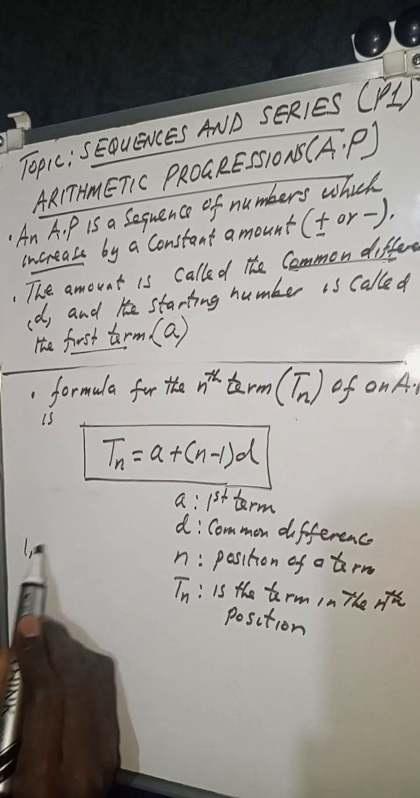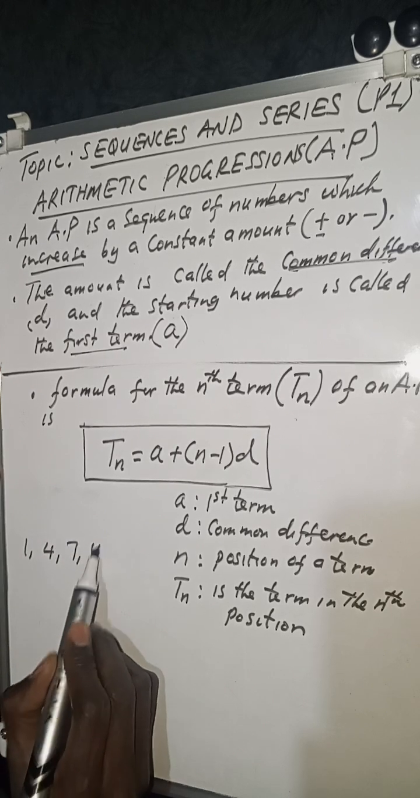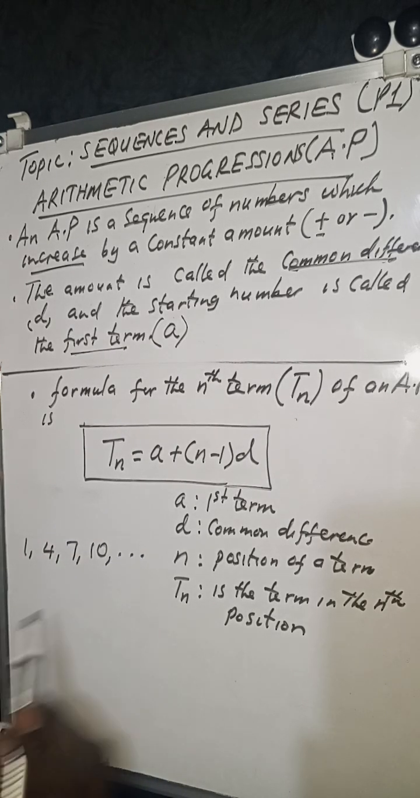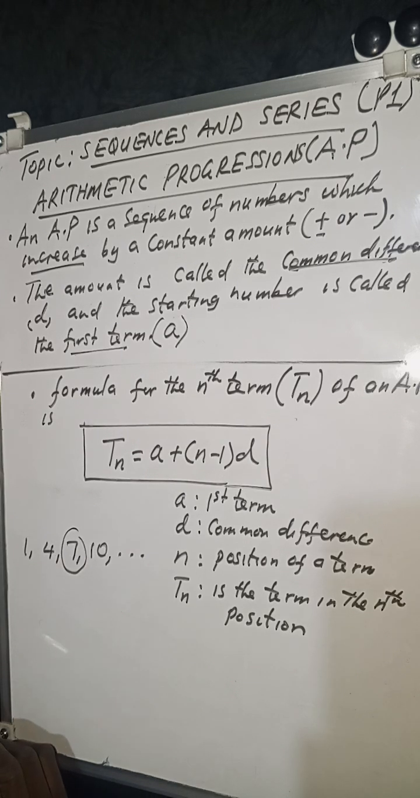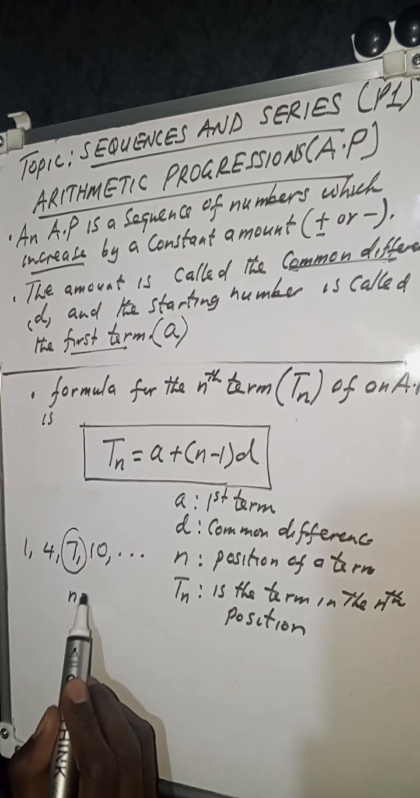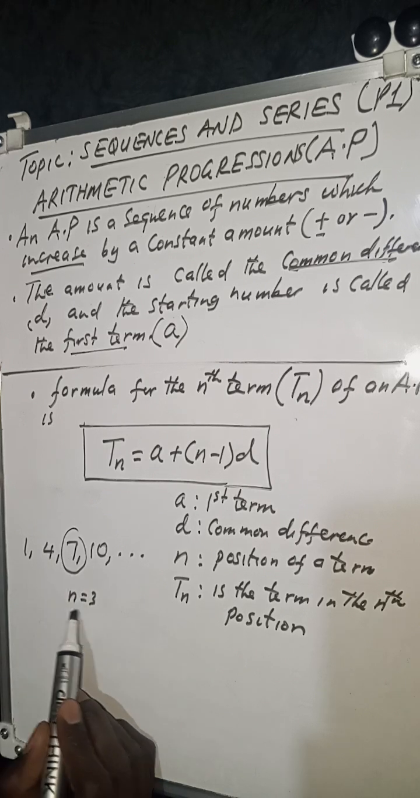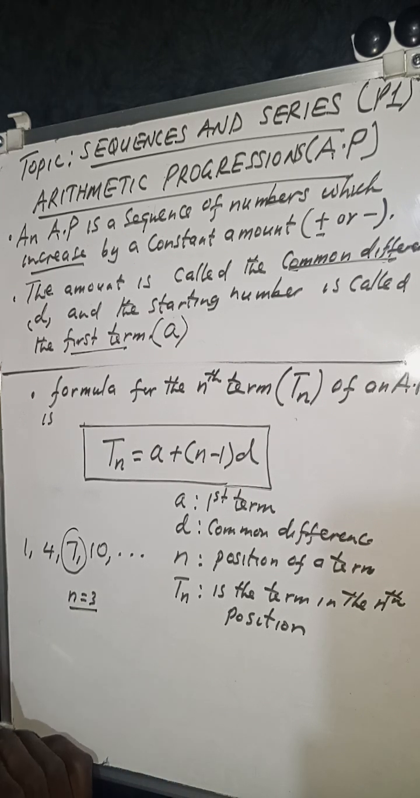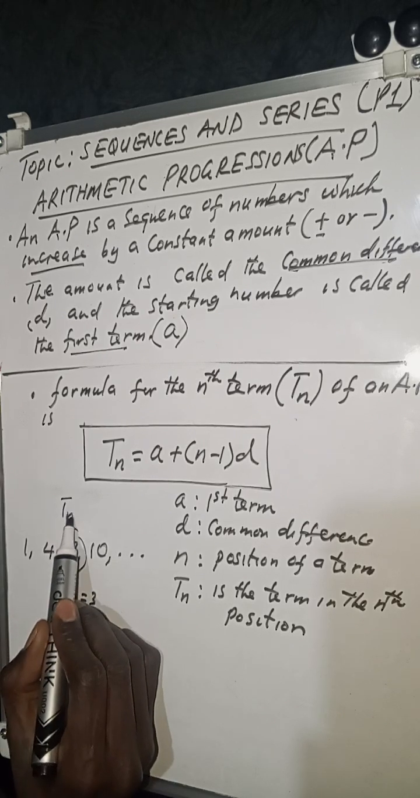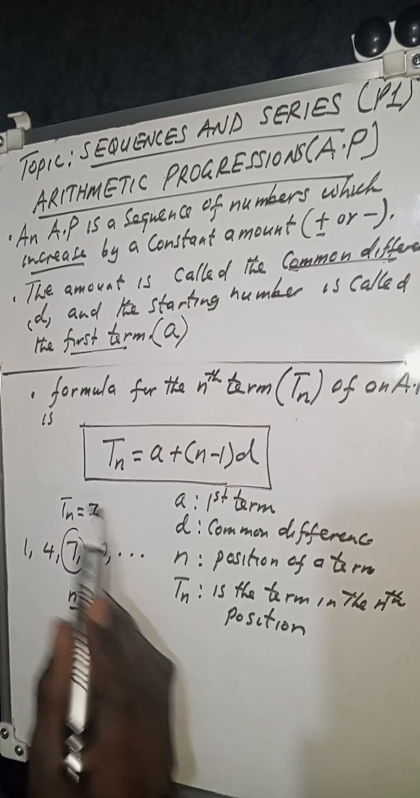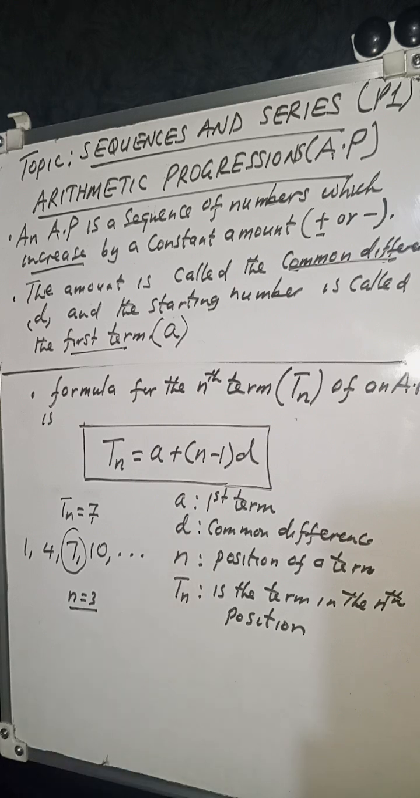So for example, 1, 4, 7, 10, and so on and so forth. If I look at 7, it is occupying the third position. So what's the position of that one? It is 1, 2, 3. So n is equal to 3. That is the third position. So what is the term in the third position? That is Tn. It is actually 7. That's what we mean when we apply that formula.